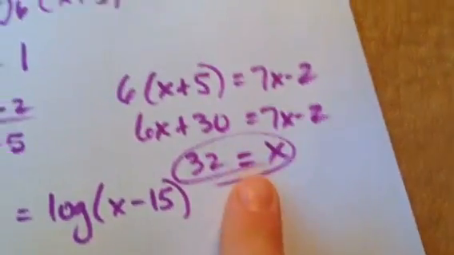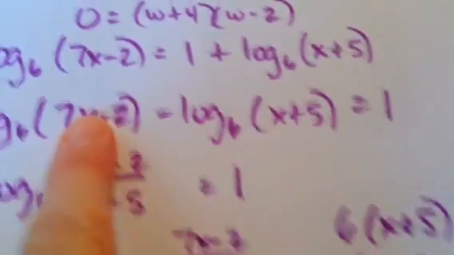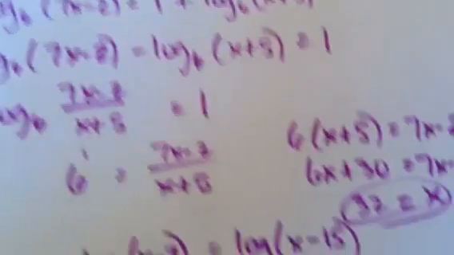Once again, I'm going to make sure that doesn't give me a negative up here. So I'm going to check. Good there. 32, I don't know what that is, but it's a huge number, so it's going to be positive.